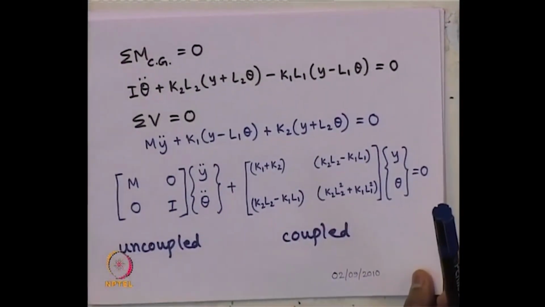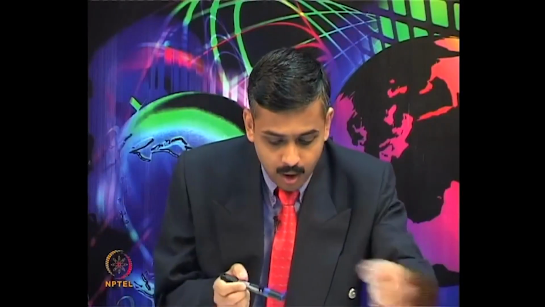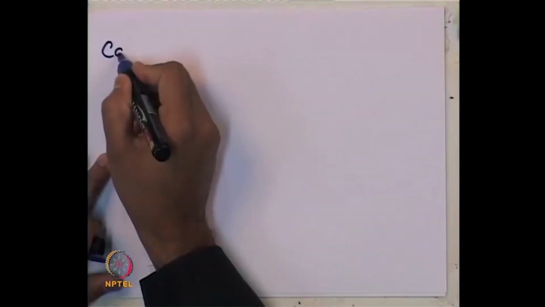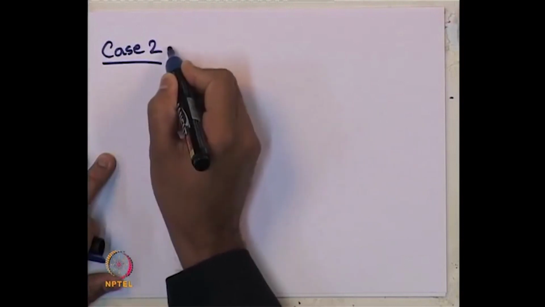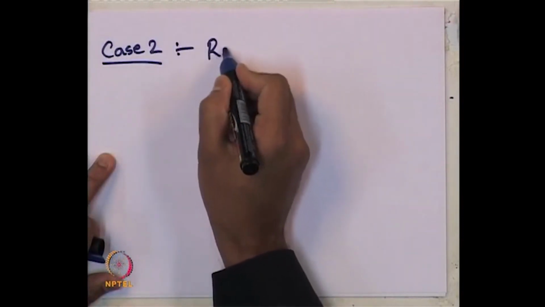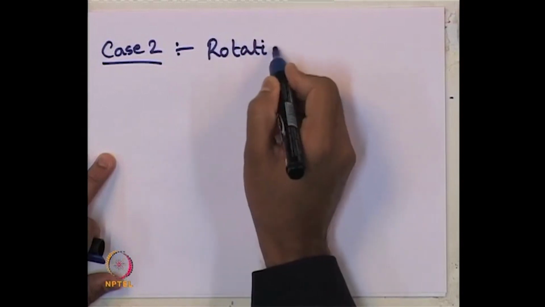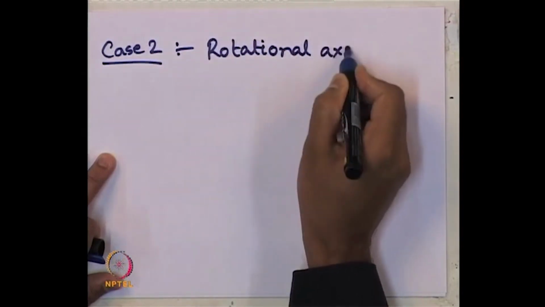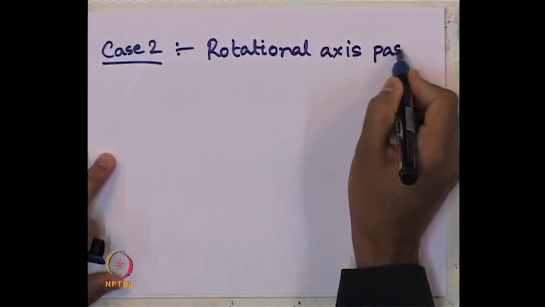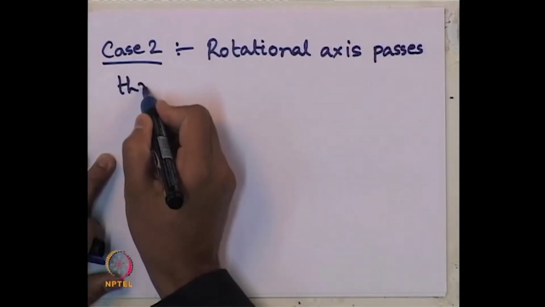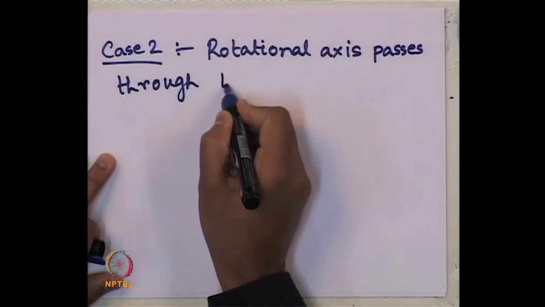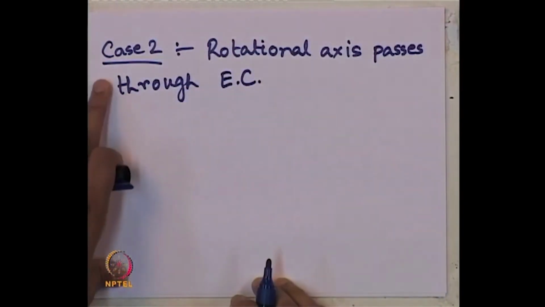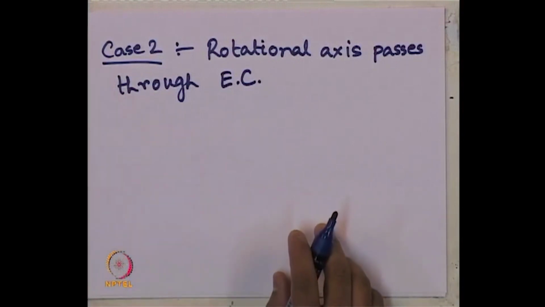Now, let us see what are the other possible cases for the same problem we can address. So, in case 2, let us consider that the rotational axis passes through the elastic center. The first case we had considered the rotational axis passes through the center of gravity. In this case, we are considering the rotational axis passes through the elastic center.